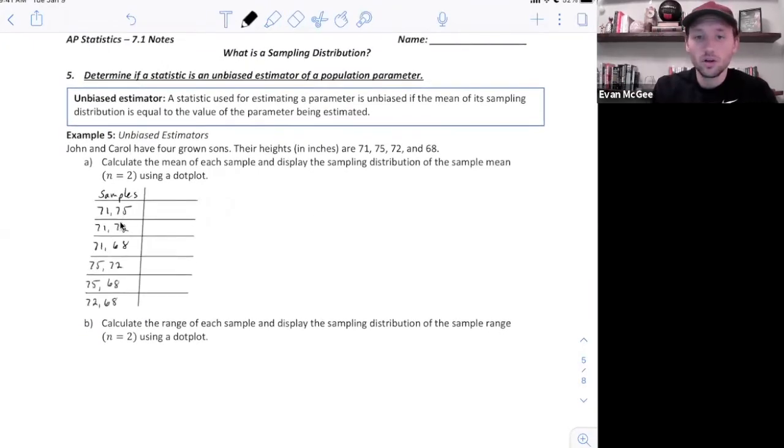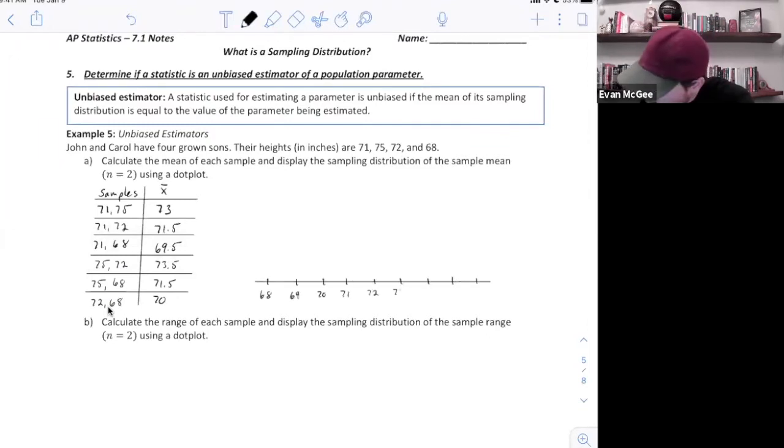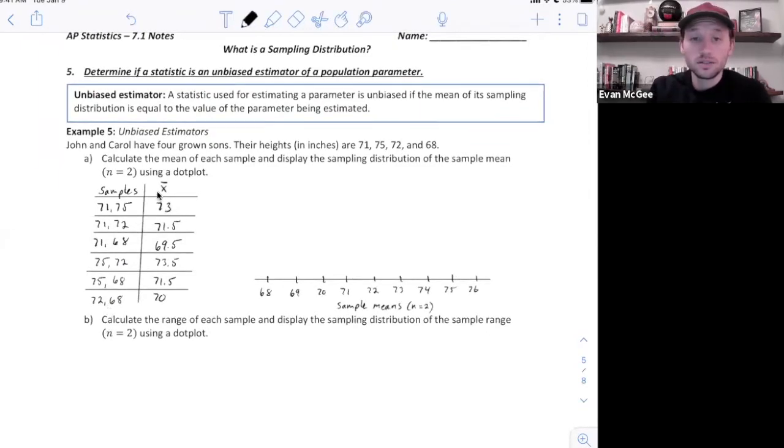So here I've listed out all possible samples of size 2, and I'm going to write their sample means here in the right column. I've listed out the sample means from each of the samples, and remember this is all possible samples. So I prepped a dot plot over here to plot these sample means to display the sampling distribution of X bar. So I'm going to plot 73 with an X bar above 73 here, and the same for the rest of these samples to create the sampling distribution.